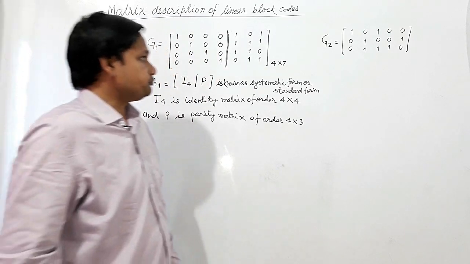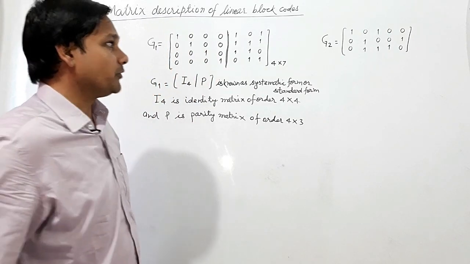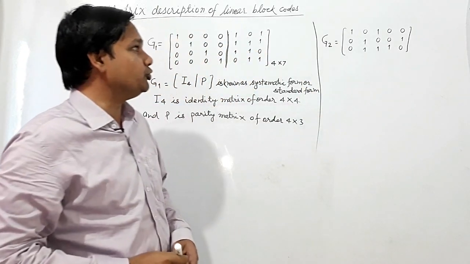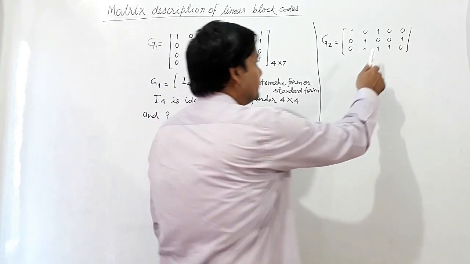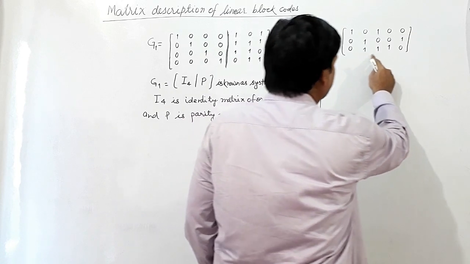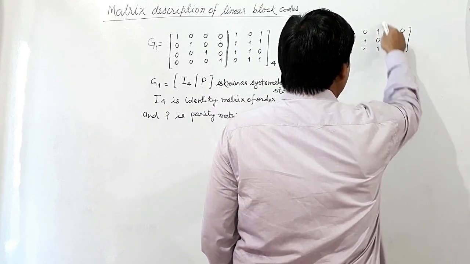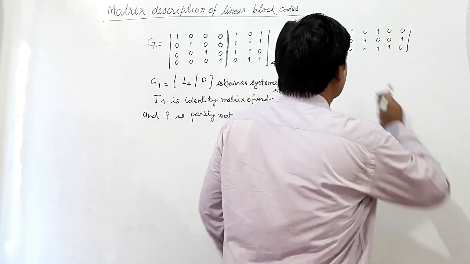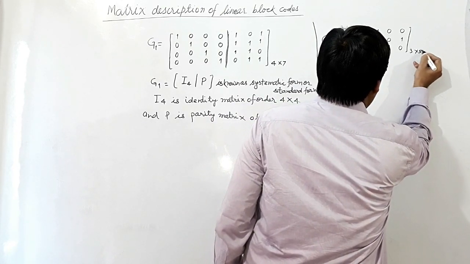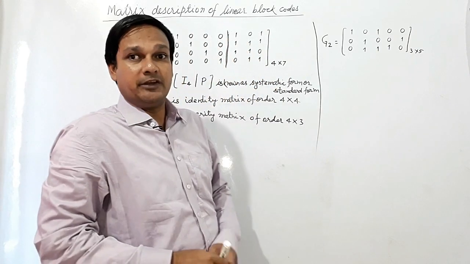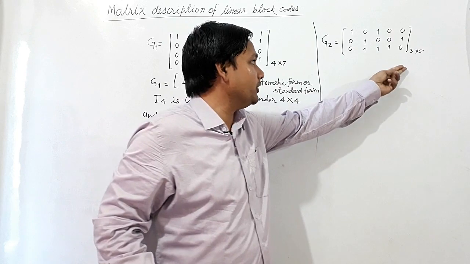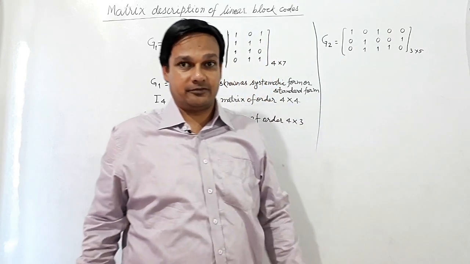So, this is in the standard form. Here, one matrix G2 is given, which is not in the form of I and P. You can see here, this 3 by 3 matrix is not in its standard form. Here, its order is 3 by 5. It means, if information is of 3 bits, then code word will be converted into 5 bits.